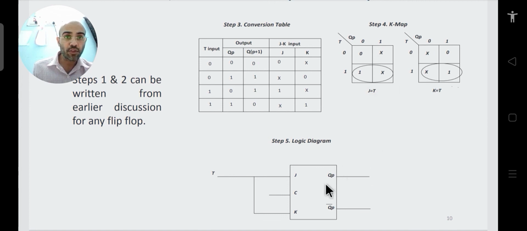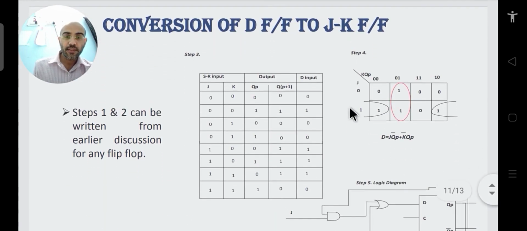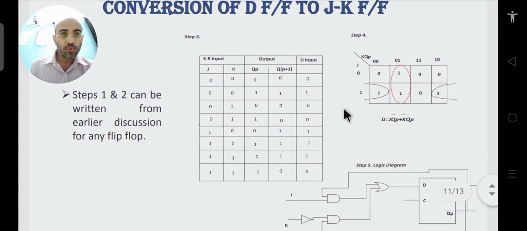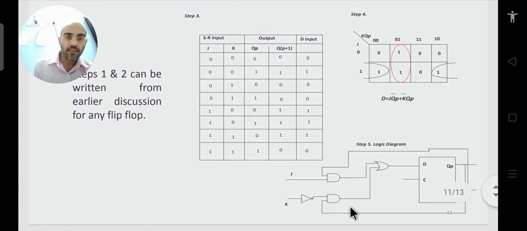So here also we are doing the same thing. To convert a JK flip-flop to T flip-flop, we have combined J and K, because the truth table and the K-map say that we have to do this. That is why we have done this. Now conversion of D flip-flop to JK flip-flop, again we can do this following the same procedure.